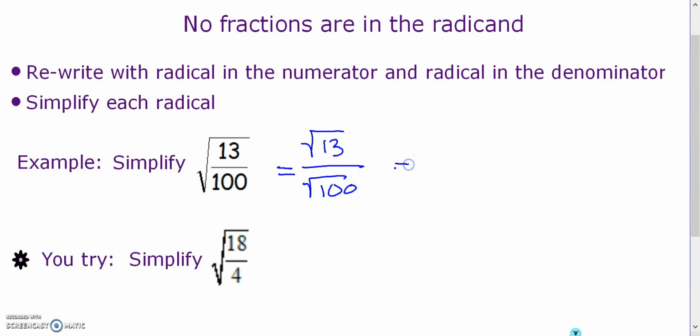I'm going to look at the top number, 13. If you remember, 13 is a prime number, which means we can't simplify that radical any further, so we're going to leave that. But 100 is a perfect square, so we can take the perfect square of 100 and we get 10. And that's as far as we can go with that problem.